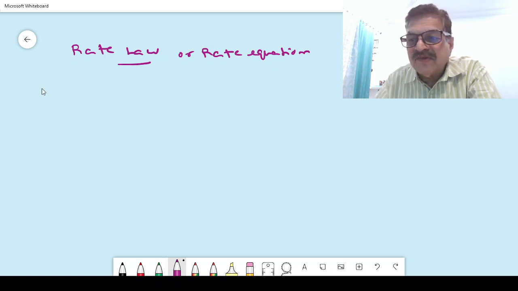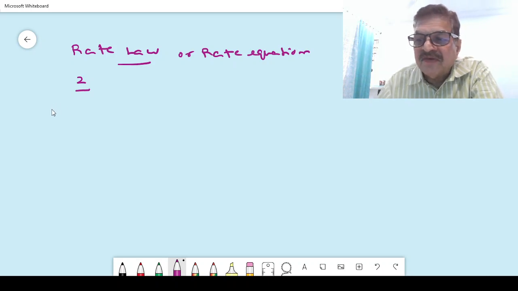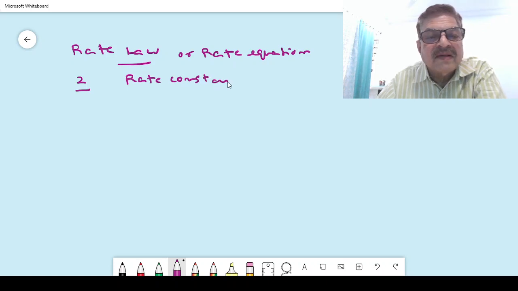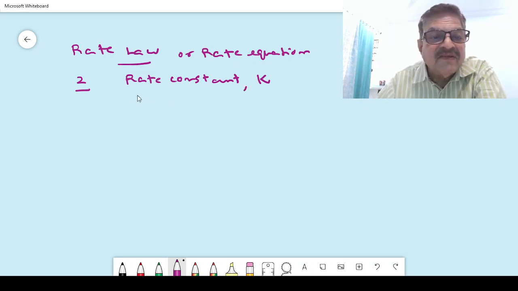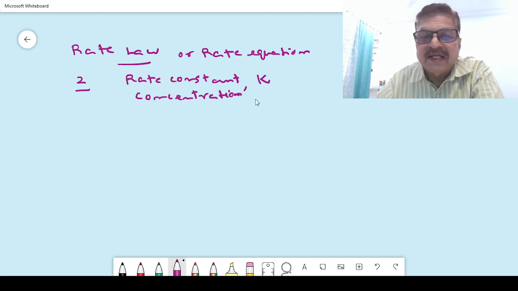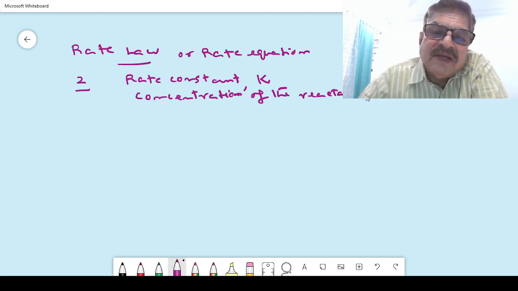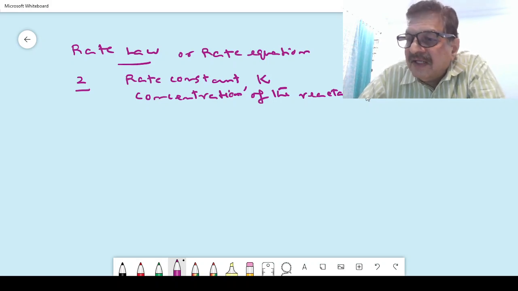Rate law or rate equation. It has got two terms here. That is, the rate law has two important components. What are the important components here? One is the rate constant, usually represented by the symbol K here. Then another one is the concentration of the reactants. These are the two important terms here in the rate law. The rate equation contains the rate constant K and the concentration of the reactants here.